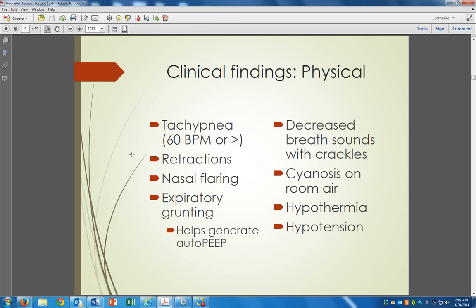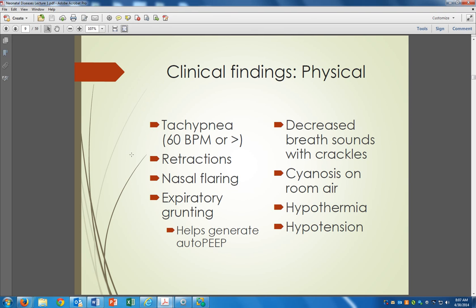Some of the things you might see: the baby will be breathing fast, tachypnea, retractions, nasal flaring, grunting. Now, grunting is actually a natural mechanism, exhalation against an open or partially closed glottis. And the sound that you hear is called grunting.